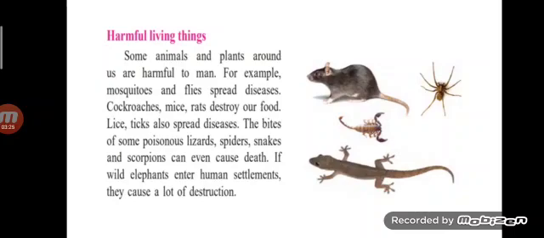Even wild elephants enter human settlements and cause a lot of destruction. That is, where human beings live, out of the forest, out of the jungle. Sometimes elephants come out from the jungles and destroy the human settlements where human beings are living, so that causes a lot of destruction. So, animals and plants can also be harmful to us, that is, living things.